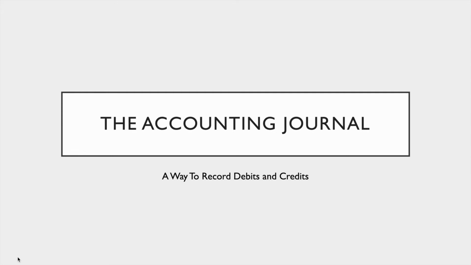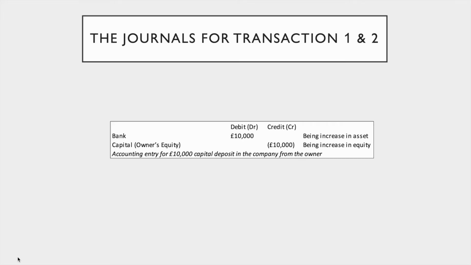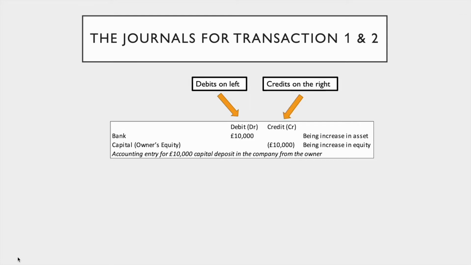Once you've got your debits and credits, accounting then needs a shorthand or standardized way of presenting double entries, and that is done through the accounting journal. So we've got the journal here of transaction one. This is a typical format of a journal. Debits will always be on the left hand side, and credits will always be on the right hand side. That is just a known constant in accounting.